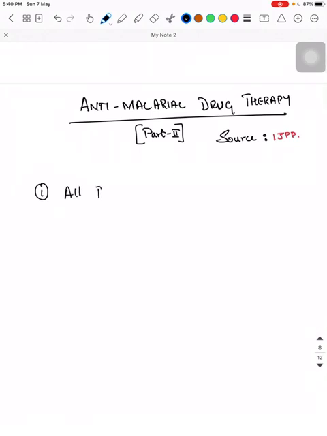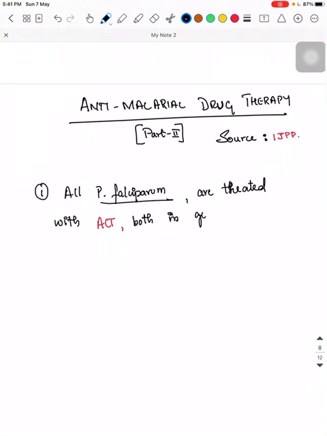All the Plasmodium falciparum cases, that is, a patient infected with Plasmodium falciparum, are treated with artemisinin based combination therapy. This artemisinin based combination therapy is given both in the government as well as in the private settings.